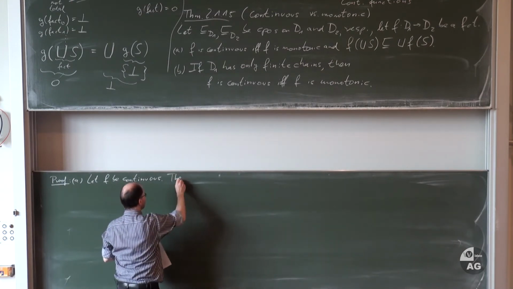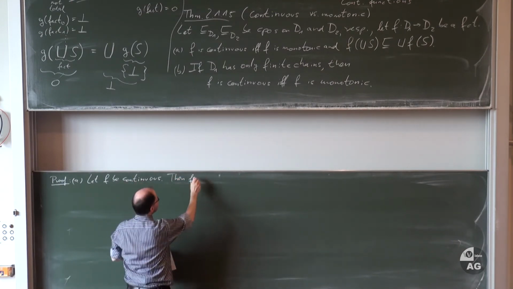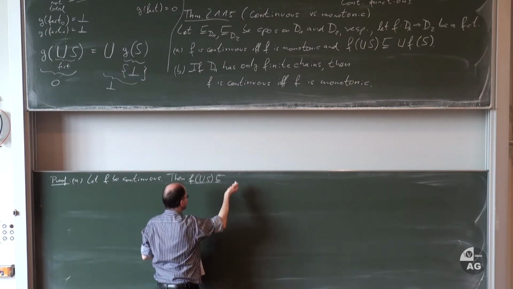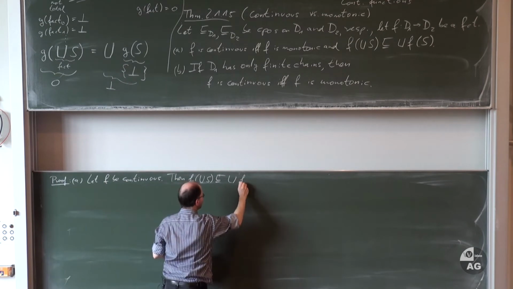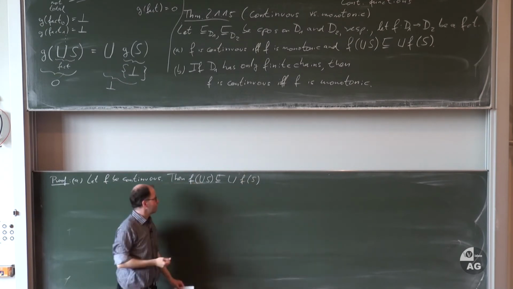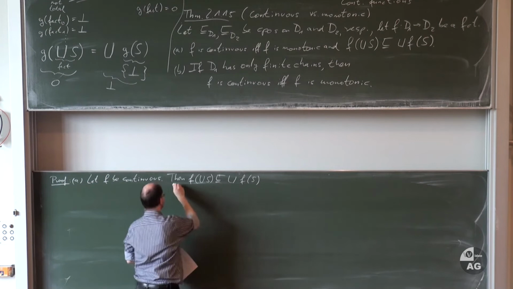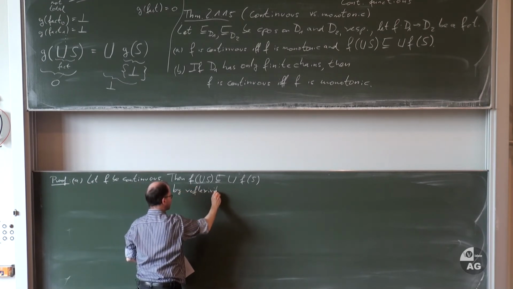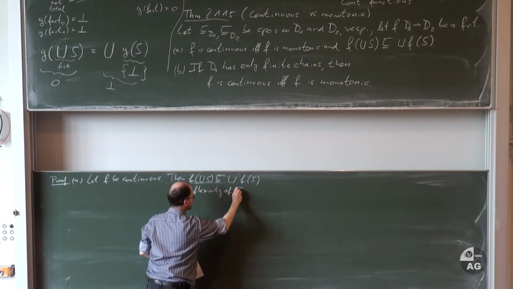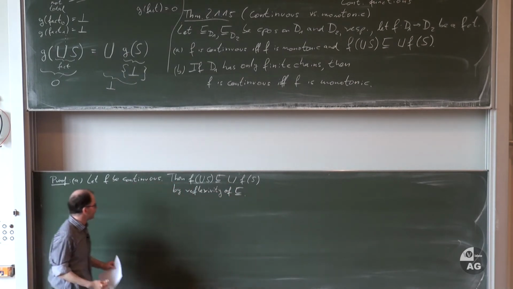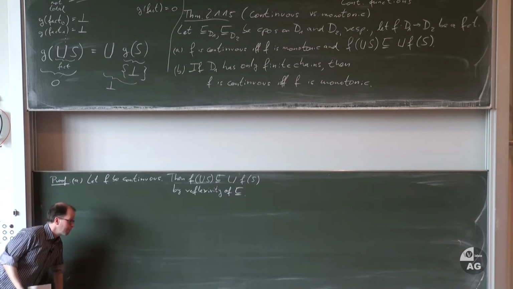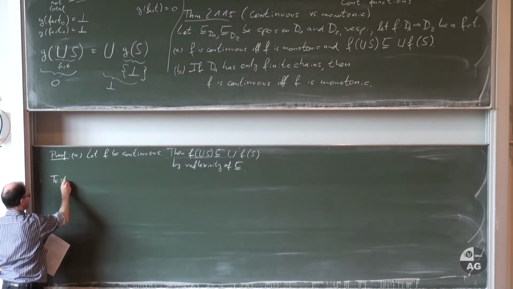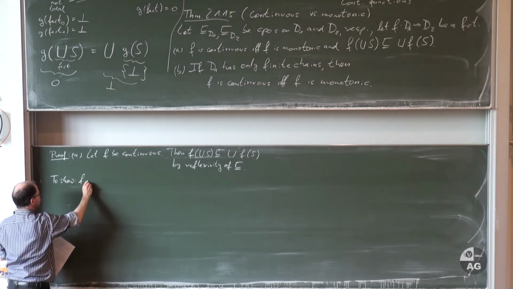So then f of least upper bound of S is identical to least upper bound of f of S, and therefore also less defined or equal by reflexivity of this less defined or equal relation. So this is trivial, but why is f monotonic? So we have to show f is monotonic.